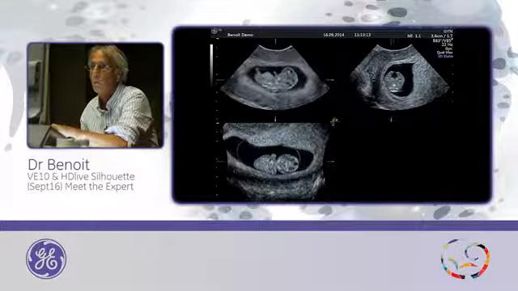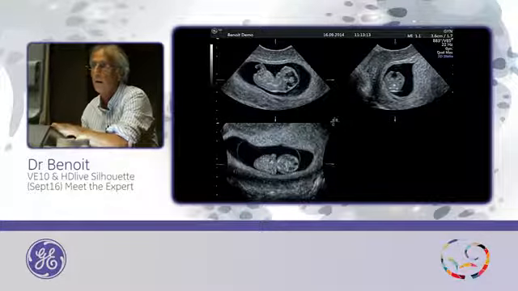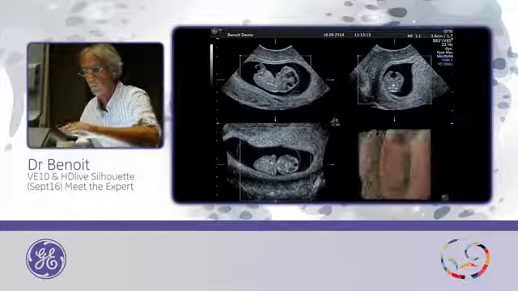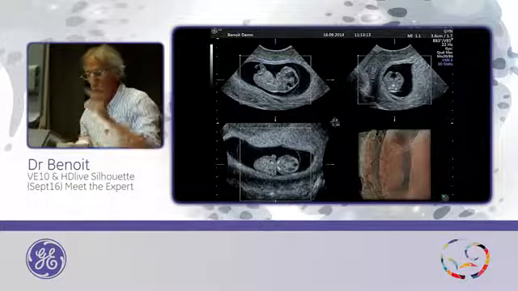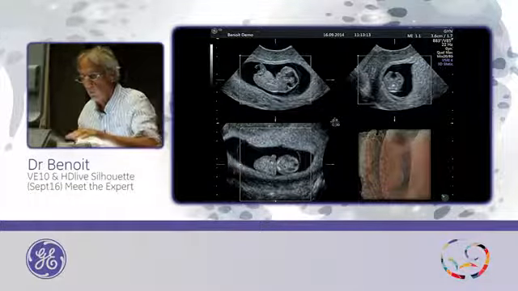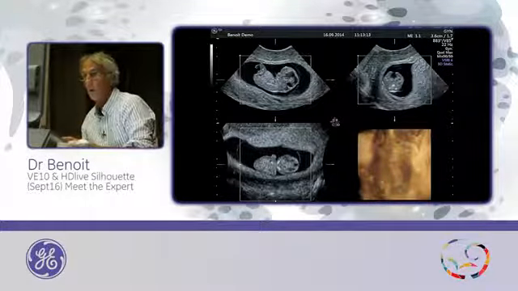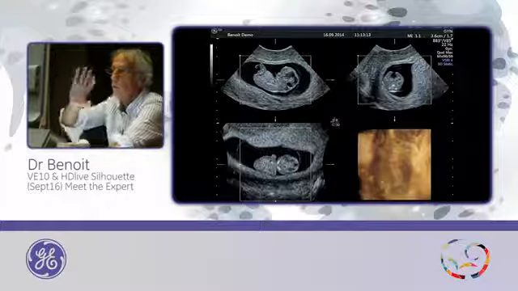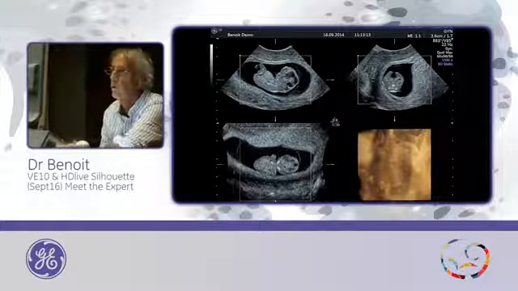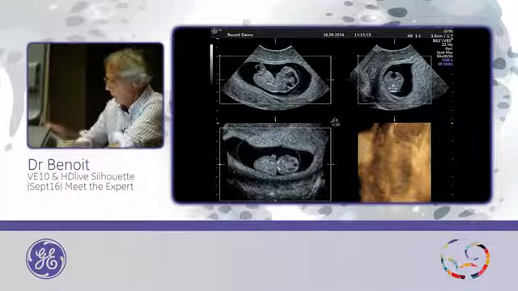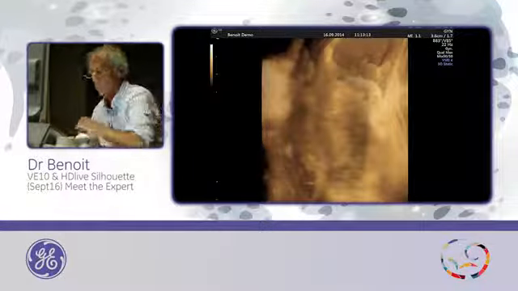What we can see. Okay, and now we will use render mode. First, I will switch to the surface mode. This is a surface mode. So when you do this, you want to see the complete gestational sac, so you have to increase the size of the box. And the embryo is here.